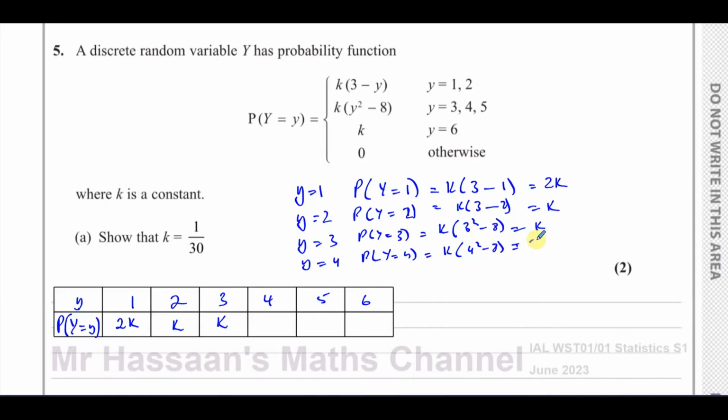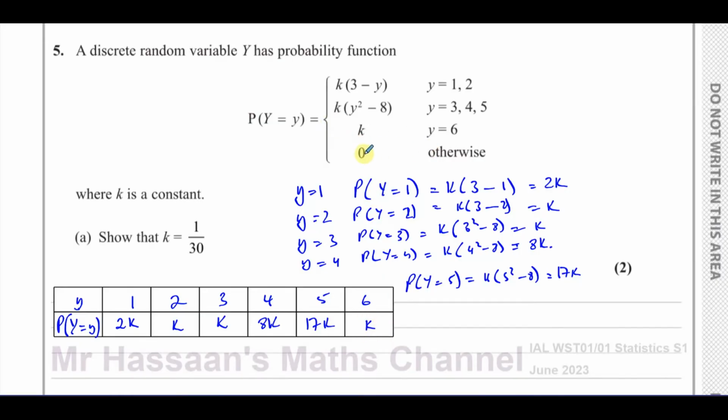16 minus 8 is 8, so that's going to be 8k. And we can say the probability that y equals 5, we also use the same expression for 5. That's going to be k times 5 squared minus 8. 25 minus 8, which is 17, so that's going to be 17k. And then when y equals 6, it's just going to be k. And it says 0 otherwise.